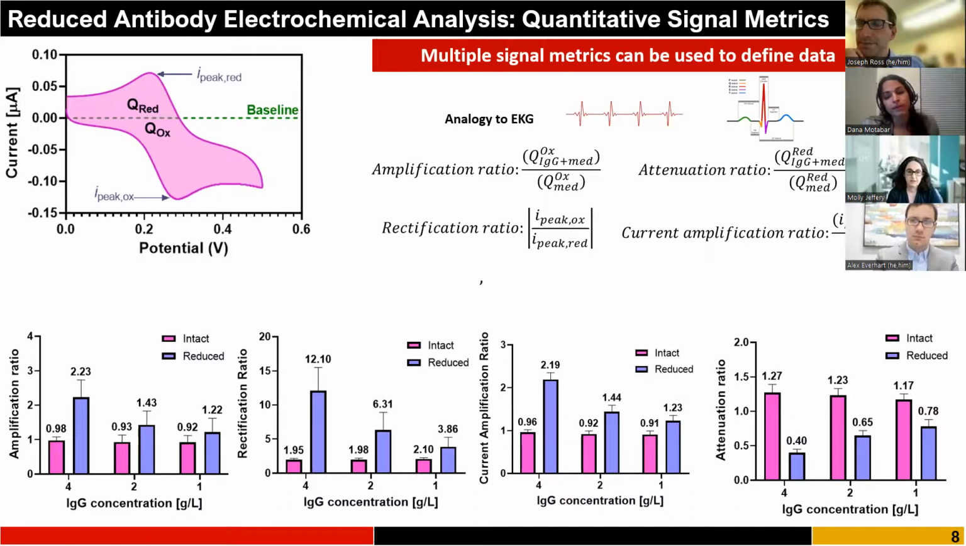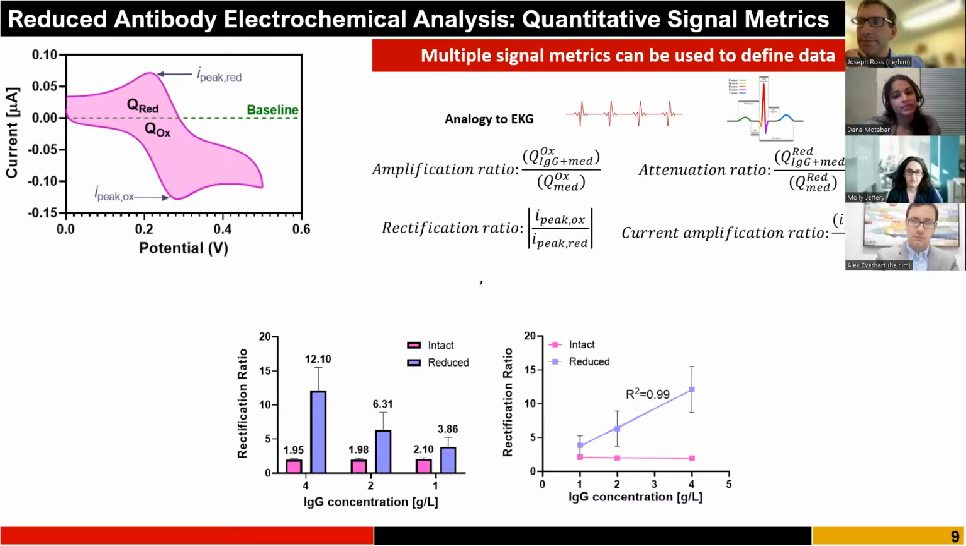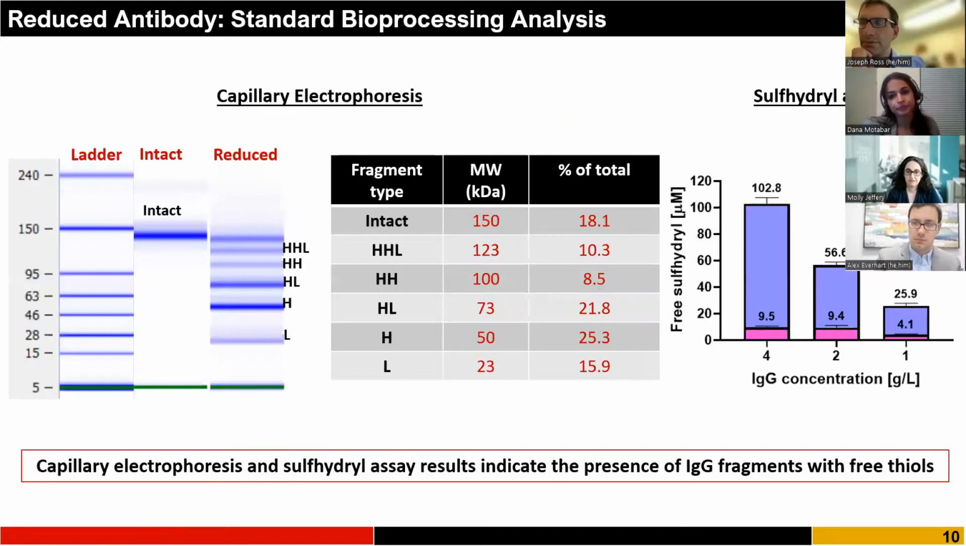An important thing about these metrics is that they can be used cooperatively or independent of one another. This allows us to focus in on metrics that we think are best suited to our data sets. For example, here, we see that what we're calling a rectification ratio may be best suited, as it shows linearity across the reduced antibody with an R-squared value of 0.99. So it may be a better fit for this data set.